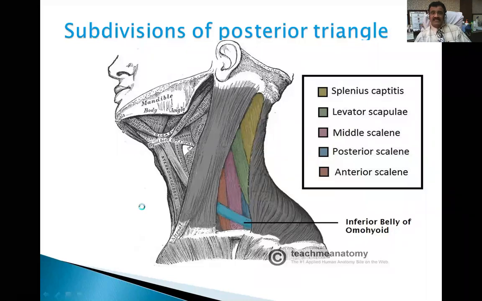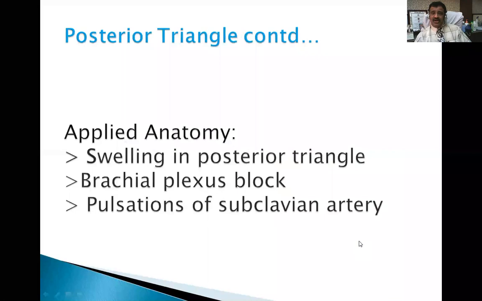These are the muscles. And for posterior triangle applied anatomy, if you want to know more about that: swelling in the posterior triangle, brachial plexus block, and pulsations of the cervical artery are felt in this area.